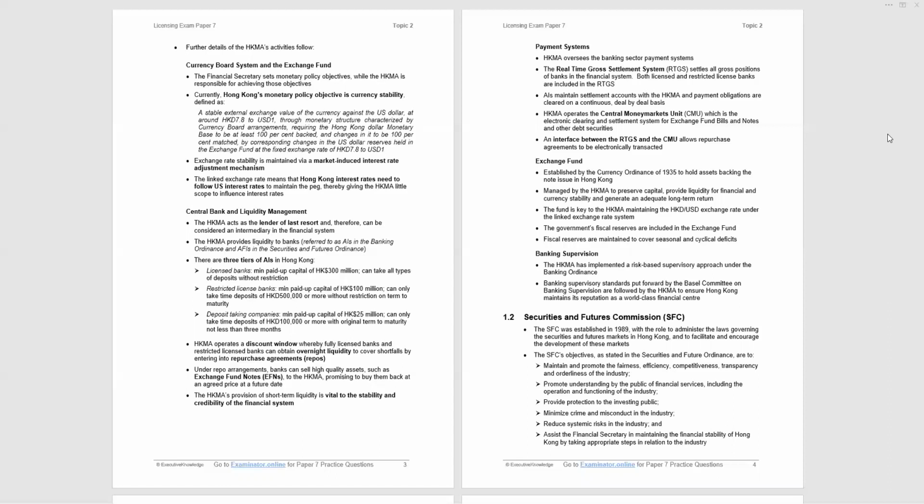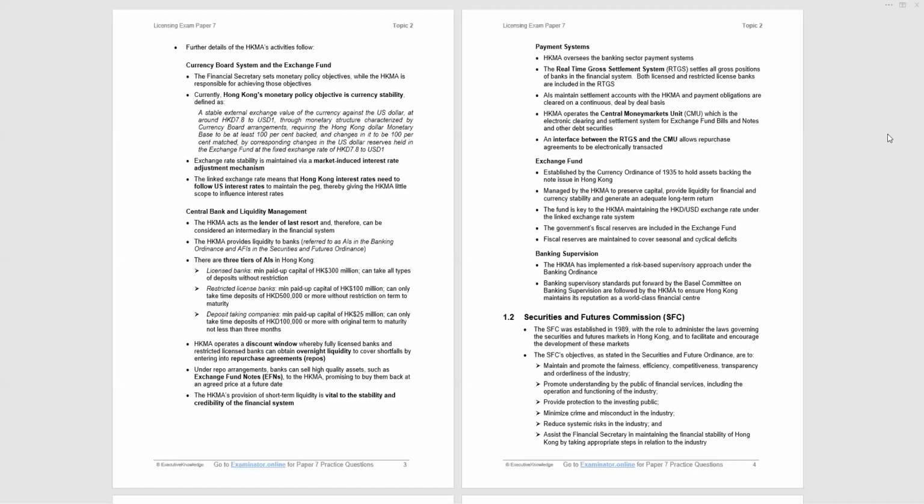But before we get there, we're told there are 3 tiers of AIs, authorized institutions, that's the banking ordinance terminology. We have licensed banks, minimum paid up capital of 300 million, can take all types of deposits without any restriction. Those are your commercial banks. Restricted license banks, they have a minimum paid up capital of 100 million Hong Kong dollars, can only take time deposits of 500,000 Hong Kong dollars or more. These tend to be the investment banks. And deposit taking companies, they have a minimum paid up capital of 25 million Hong Kong dollars and can only take time deposits of 100,000 Hong Kong dollars or more.